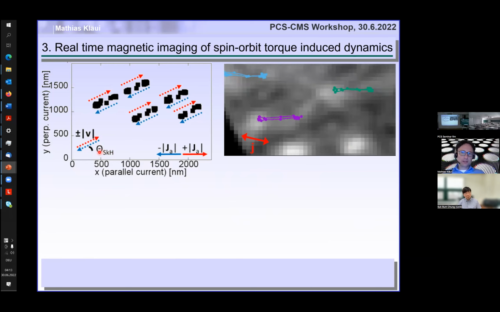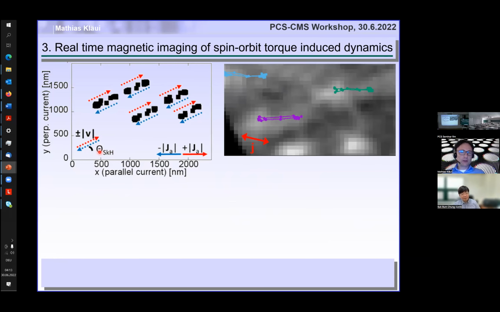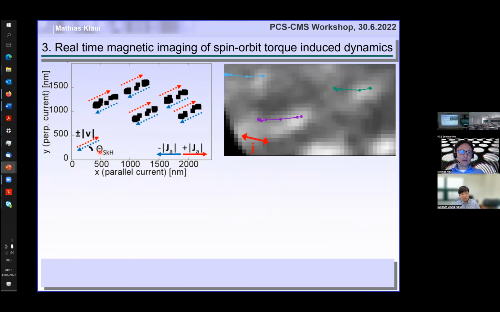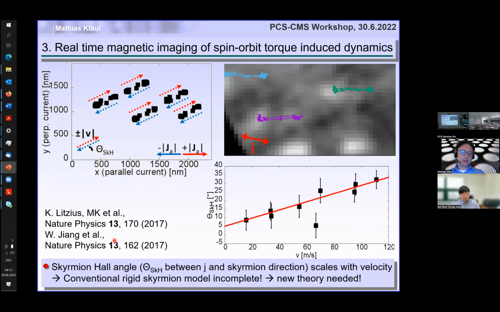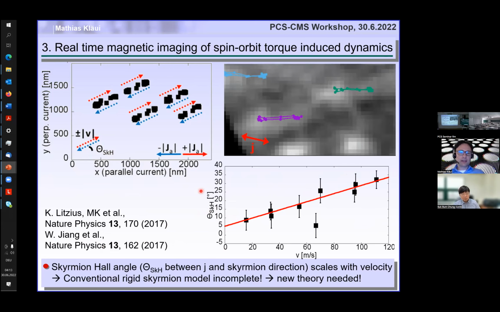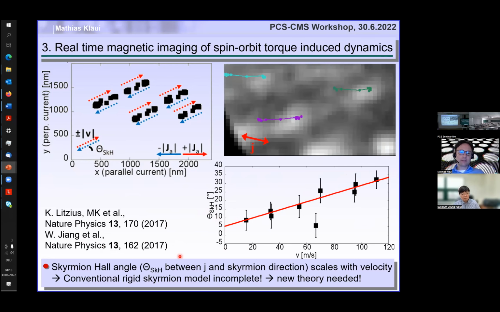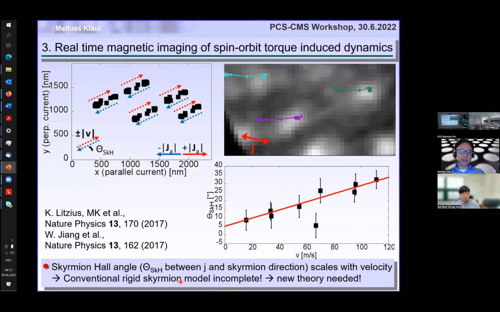And this was predicted to depend on the size of the Skyrmion as well as its topology. However, it was predicted that the Skyrmion Hall angle should be independent of the Skyrmion velocity, but this is not what we find. We, and actually also our colleagues from the group of Axel Hoffmann, found independently that the Skyrmion velocity actually influences the Skyrmion Hall angle. That meant that the current theoretical understanding, using a rigid Skyrmion model, is incomplete, and we need new theory.